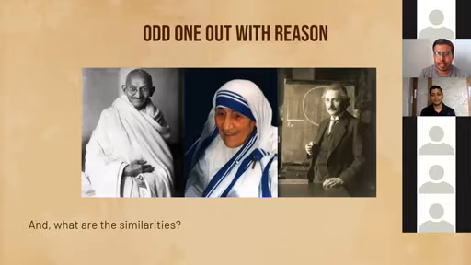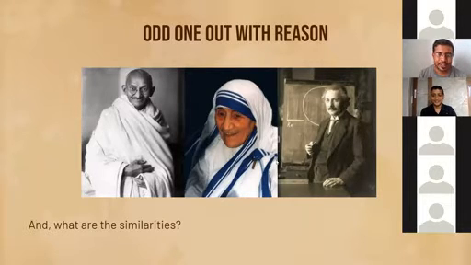So quickly, which one is odd one out and reason? While others are typing, if someone wants to unmute and tell, that is also perfectly fine. I think it's Gandhi. Reason: because though he got the Nobel Prize, he rejected it, whereas others too received the Nobel Prize. Okay.